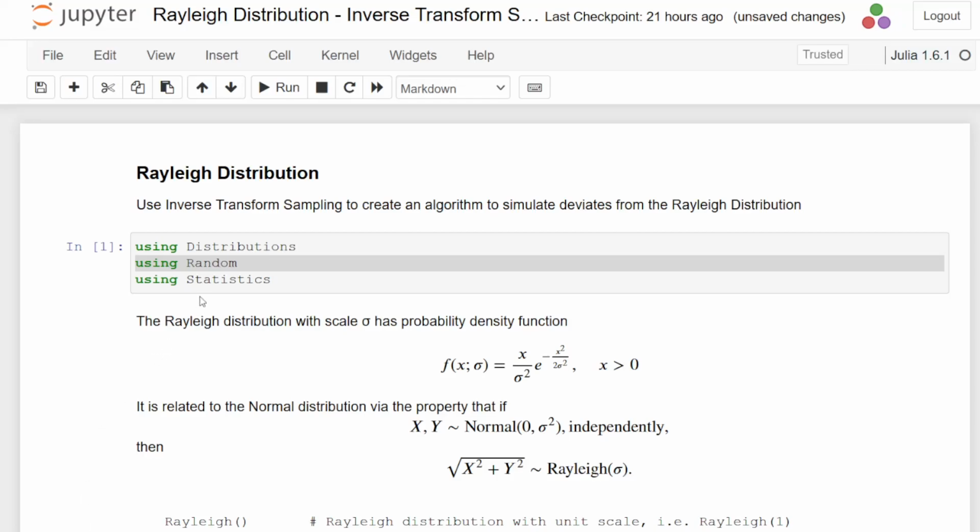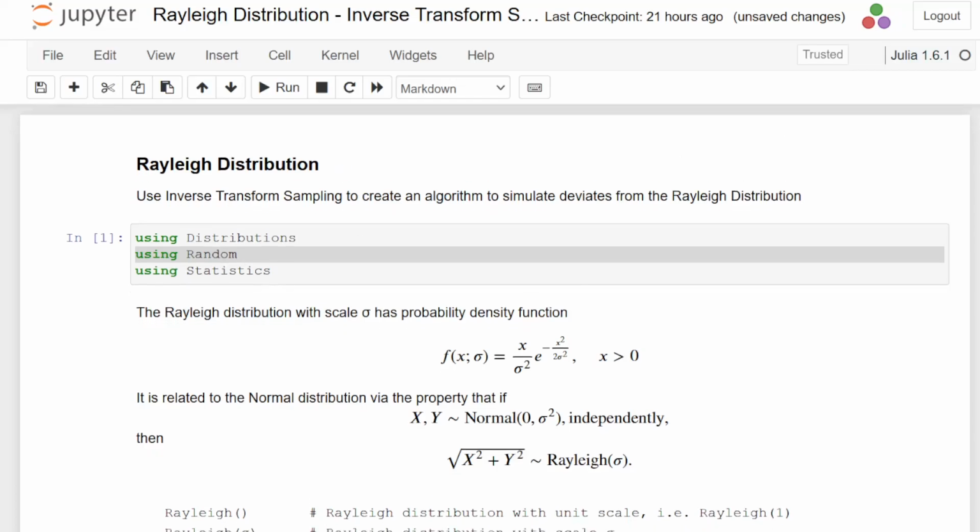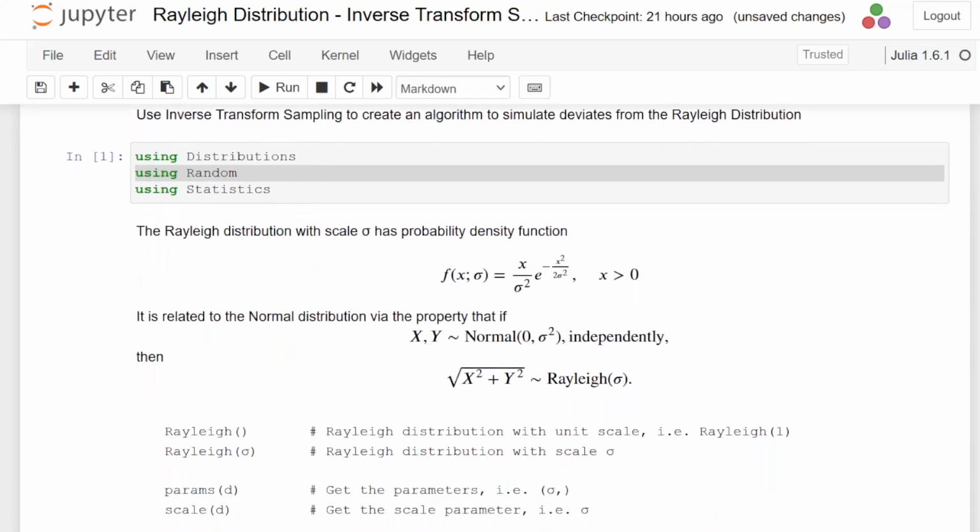So just to start off with, I have some packages loaded up: Distributions, Random, and Statistics. Actually, I don't know if I use them a whole lot in this presentation, but I just have them on permanent standby for all of my Julia presentations that relate to probability distributions, because there's bound to be something handy there.